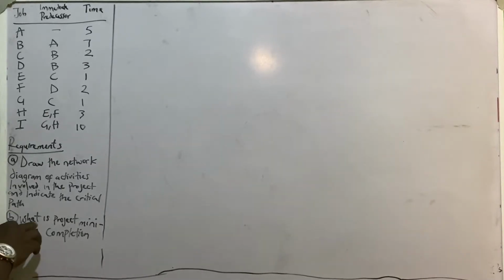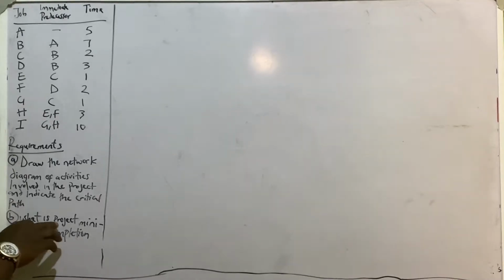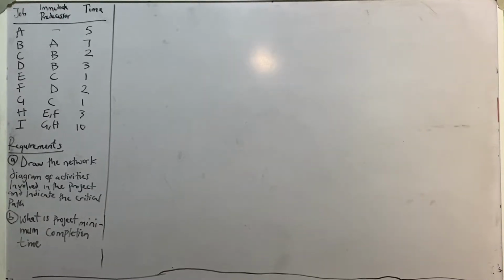the project minimum completion time. That's the minimum time in which the project will be completed. So we are going to first of all demonstrate how to draw the network, and then all other computations will follow. Of course, we have two ways of determining this: activity on arrow and activity on node. In this video, we're going to adopt the activity on arrow method. But first of all, let's show how to draw the network diagram.